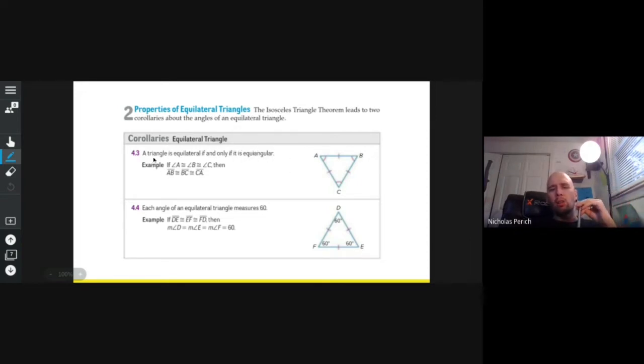A triangle is equilateral if and only if it's equiangular, which means if the angles are the same, then the sides are the same. And this is saying if the sides are the same, then the angles are the same. Corollaries, if you will. Questions?